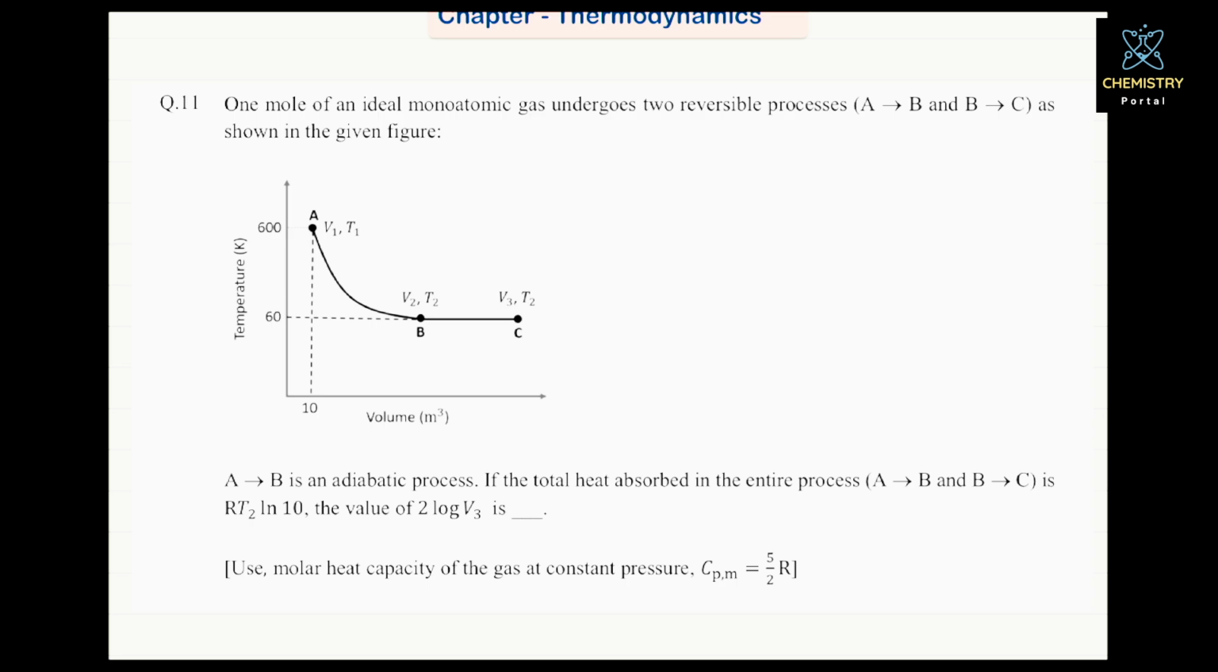A to B is an adiabatic process, meaning adiabatic reversible. And in B to C, the temperature is constant. Temperature constant means isothermal, so it is an isothermal reversible process.